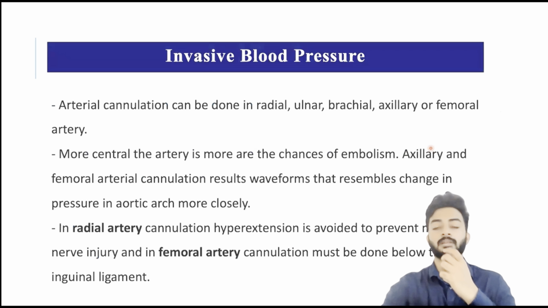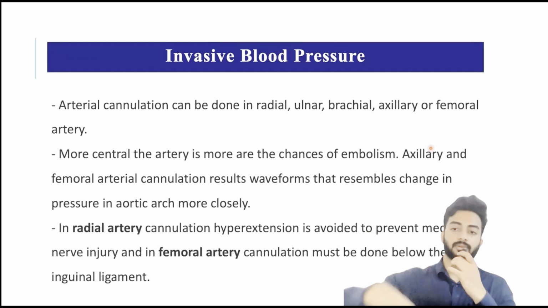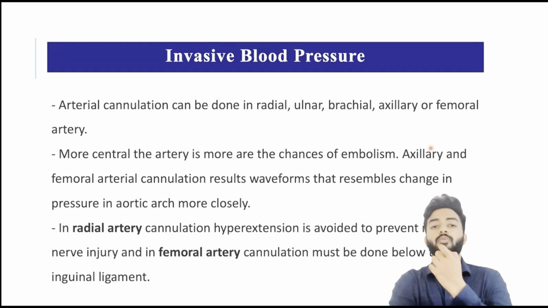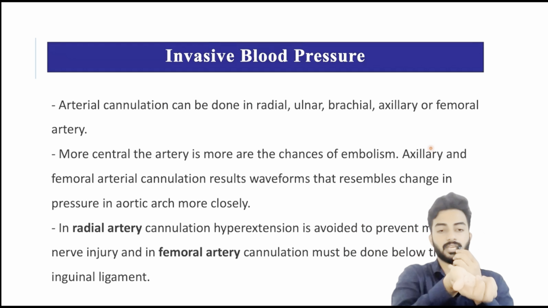First, invasive blood pressure. The arterial cannulation can be done in the radial, ulnar, brachial, axillary and femoral artery. The more central the artery is, the more chances of embolism. Axillary and femoral artery cannulations result in waveforms that resemble changes in the pressure in the aortic arch because it is proximally located. In radial artery cannulation, hyperextension should be avoided because median nerve injury can occur if you hyperextend.